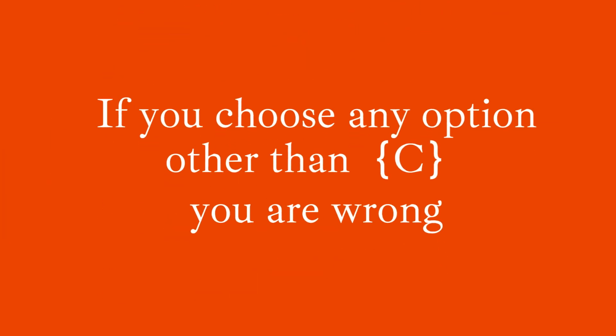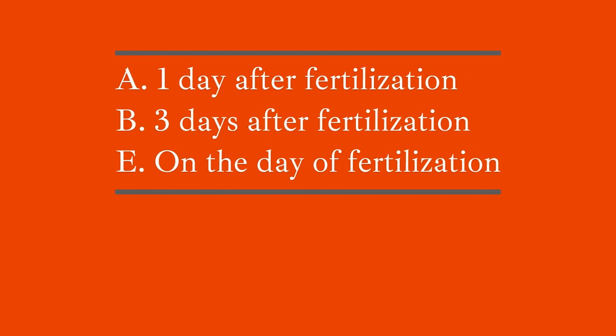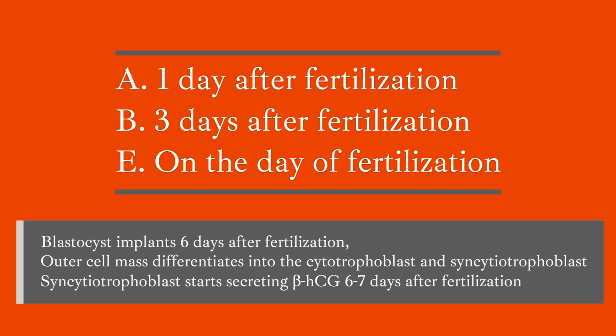Let's briefly discuss the other options. Choices A, B, and E cannot be the answer because the blastocyst implants 6 days after fertilization and the outer cell mass, which is the trophoblast, differentiates into the cytotrophoblast and syncytiotrophoblast. The syncytiotrophoblast invades the endometrial connective tissue 6 to 7 days after fertilization and starts secreting beta-HCG, which signals to the corpus luteum in the ovary to continue producing progesterone.